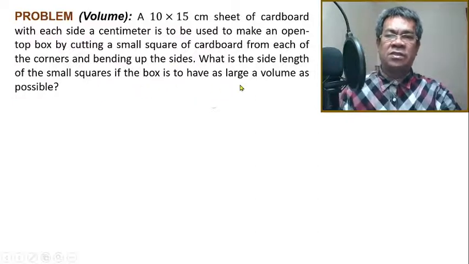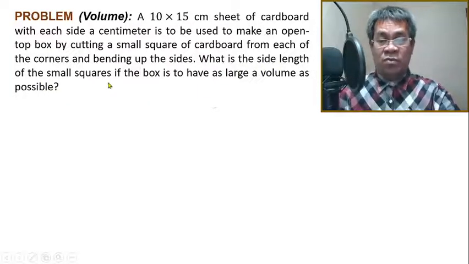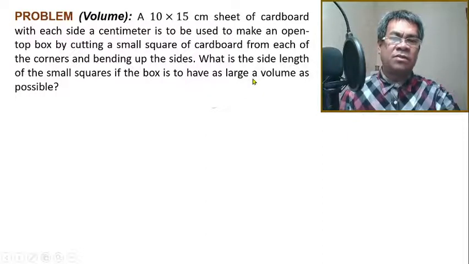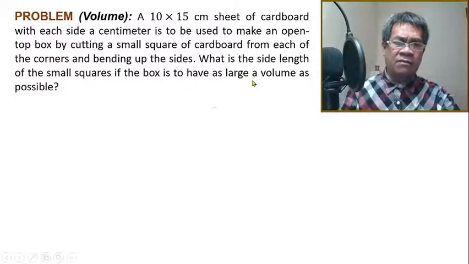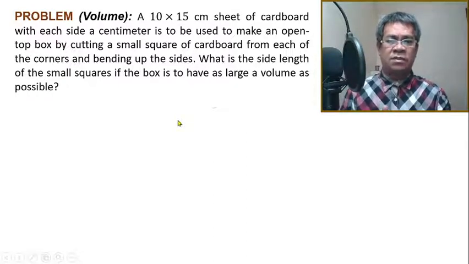Okay, so the question must be put this way: what is the side length of the small square that we will cut from the corners of the sheet, if the box is to have a large volume? You want to create a volume coming from the cardboard whose dimension is 10 by 15, and it should be a maximum volume.